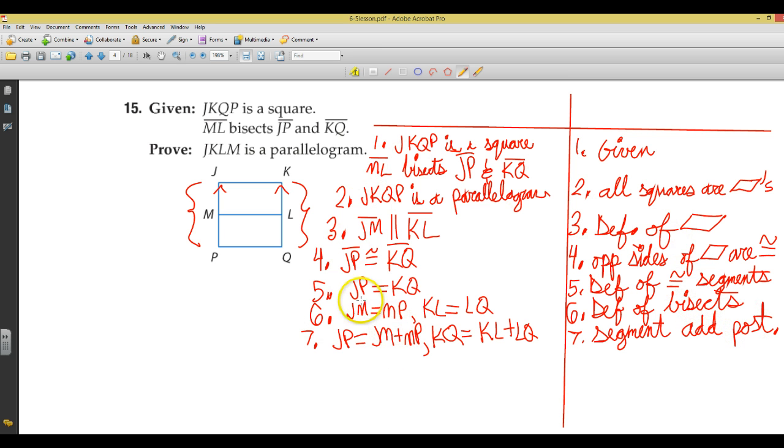And by substitution, since JM is equal to MP, we can substitute JM for MP. And we can also substitute KL in for LQ. So then by substituting, we would just get JM plus JM or 2JM and KL plus KL or 2KL.